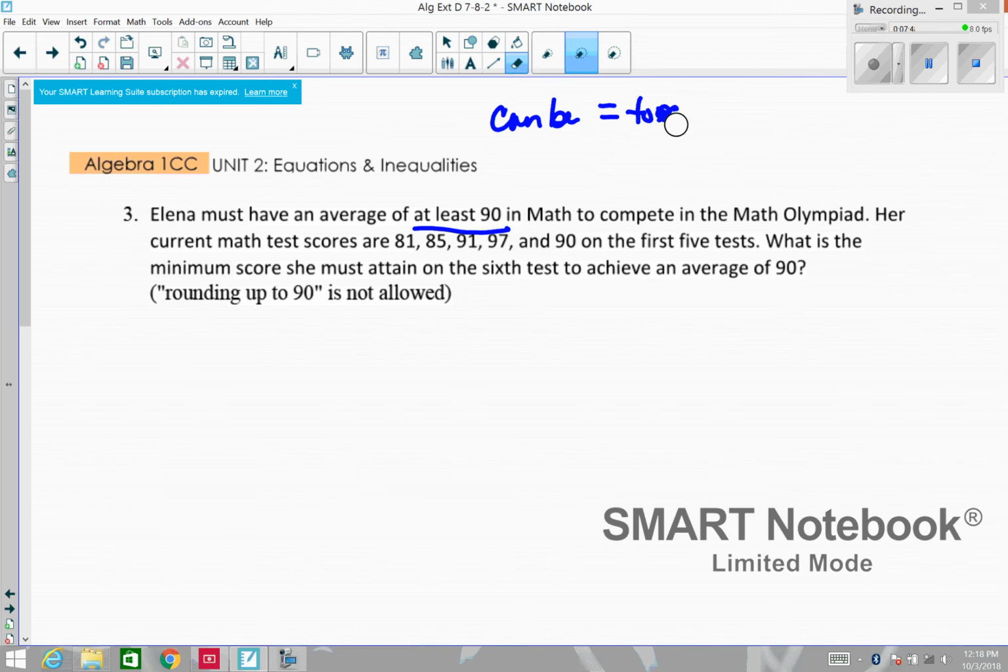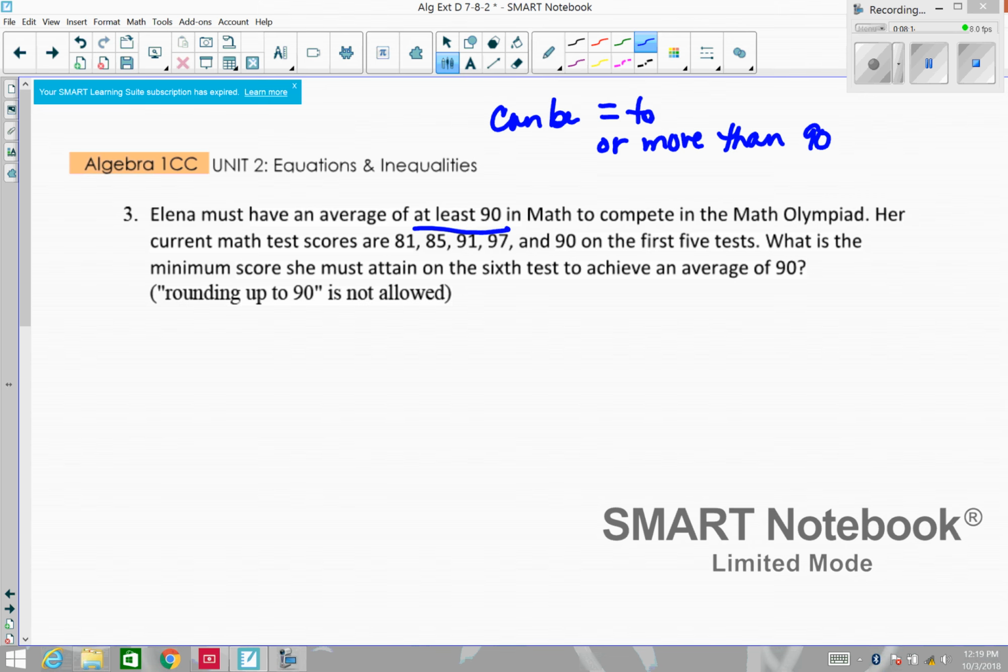Let's see if this will work. So equal to or more than, but not less than 90. So she needs this 90 or better in order to compete in this math Olympiad.